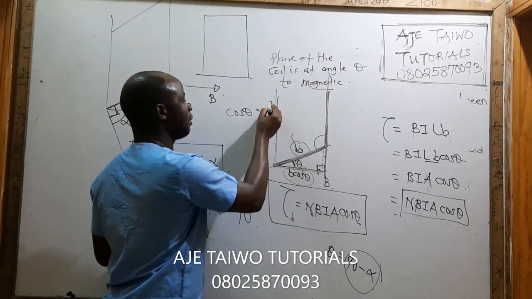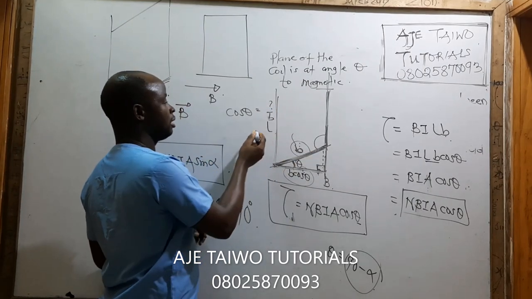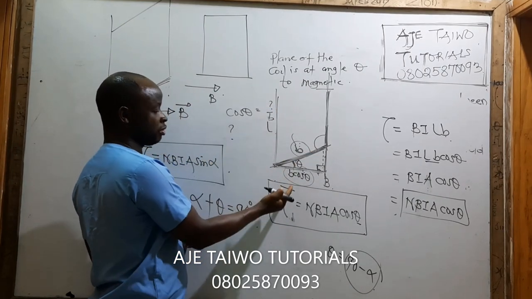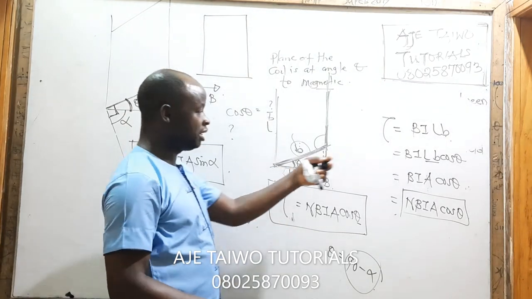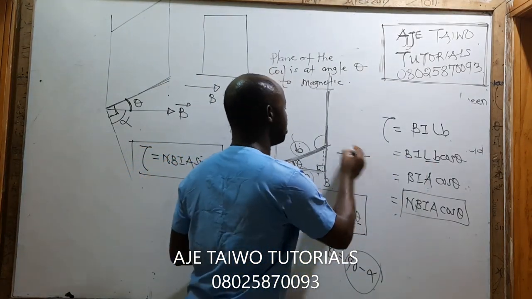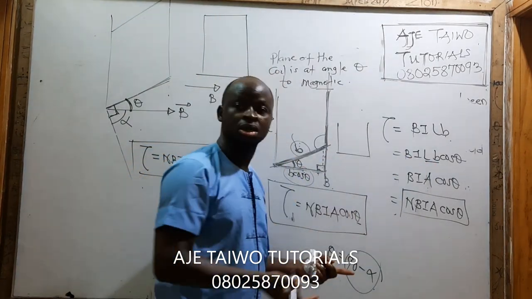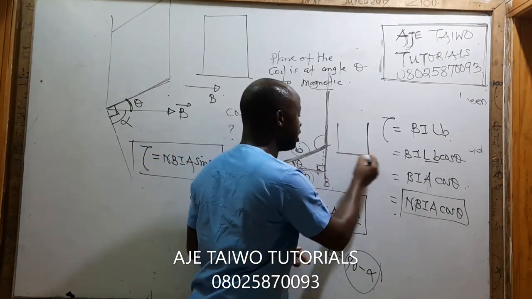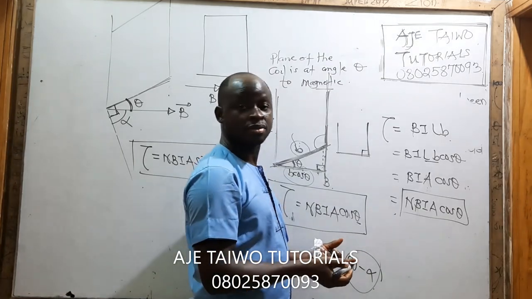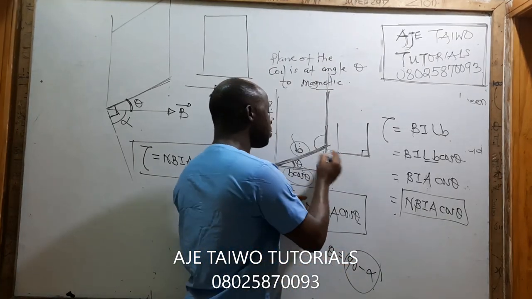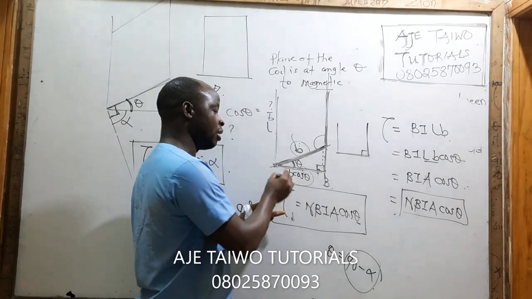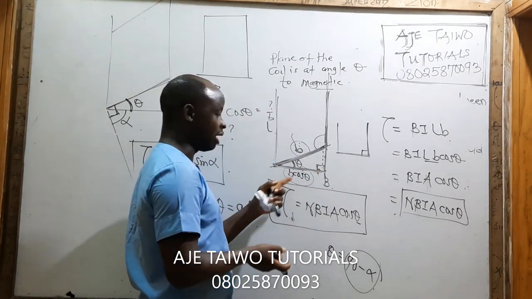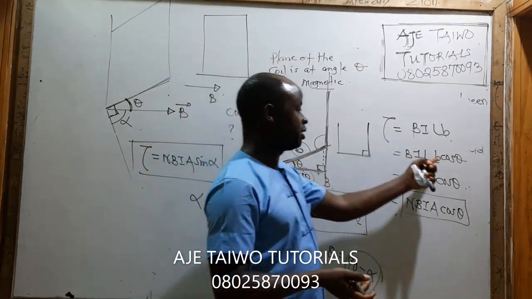Adjacent, that's this place. I don't know. Over B. That means we don't know. It's not B, it is B cos theta. So instead of B here, which we use in this case when the coil was parallel in the field, when the coil was parallel in the field, this and the plane were perpendicular. But now the coil, this plane is no longer parallel to the field. We have to take this thing down here to get B cos theta.